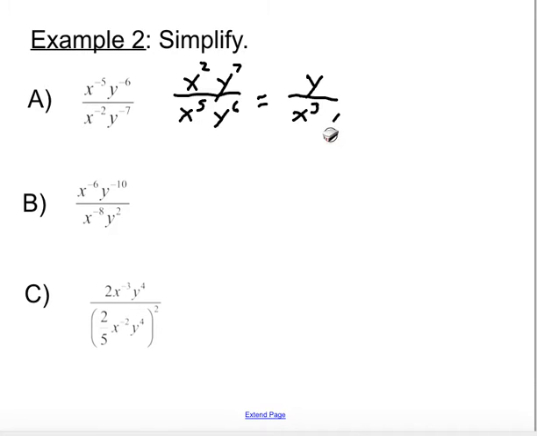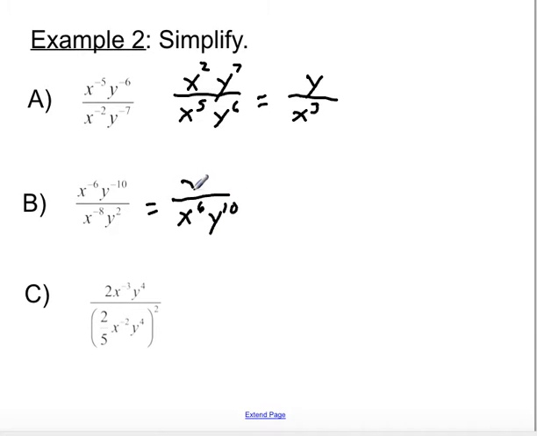So y over x to the 3rd ends up being my solution. So let's come down here and look at letter B as well. In letter B, again, I'm going to flip these to the inverse side if they're negative powers. X to the negative 6 comes down here and becomes x to the 6. Y to the negative 10 flips down here and becomes y to the 10th.